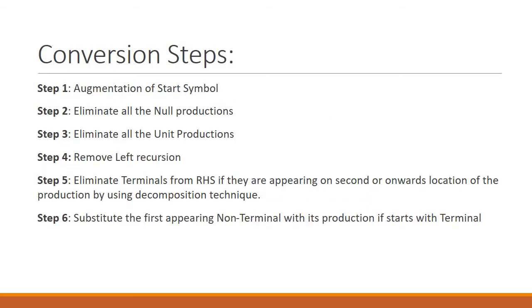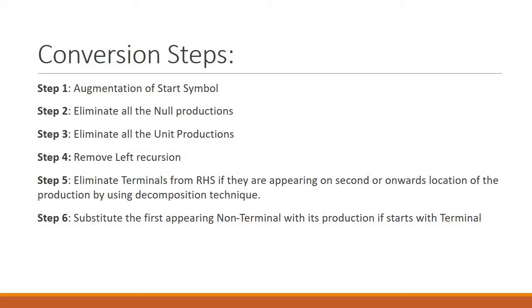So here are the conversion steps. The first three steps are the same as what we have done in Chomsky's normal form: the augmentation of the start symbol, the elimination of null productions, and the elimination of unit productions. Step number 4 is completely new for GNF, that is the removal of left recursion. So if any production produces in a way that the producer produces itself, we need to remove that kind of ambiguity.